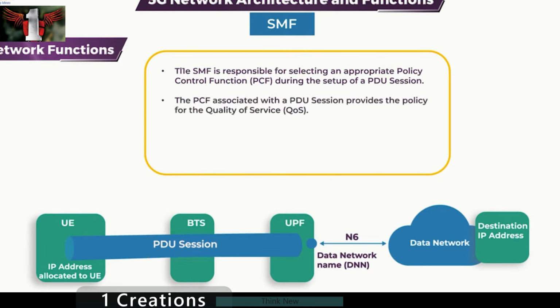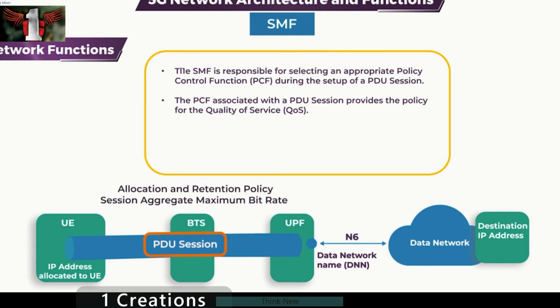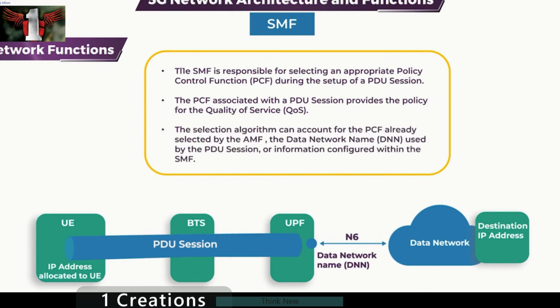The PCF associated with the PDU session provides a policy for the quality of service, QoS. For example, the authorized 5QI, allocation and retention policy, ARP, and session aggregate maximum bit rate, session AMBR. The selection algorithm can account for the PCF already selected by the AMF, the data network name, DNN, used by the PDU session or information configured within the SMF. For example, an SMF may be configured to use a specific PCF.